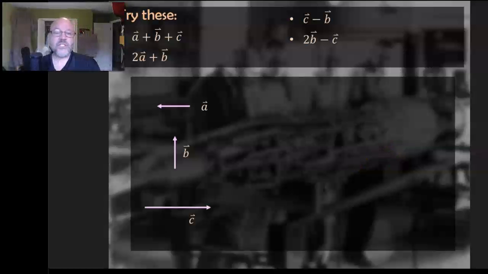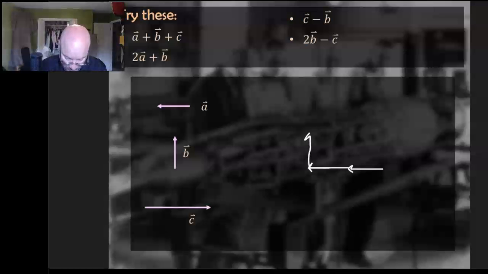So the next one is 2A plus B. And the way you do that is just really what it sounds like. I'm going to do two A's. So here's one, here's another one. So I just line them up like that, plus B, which brings me up here. And then start to finish, here's my resultant.